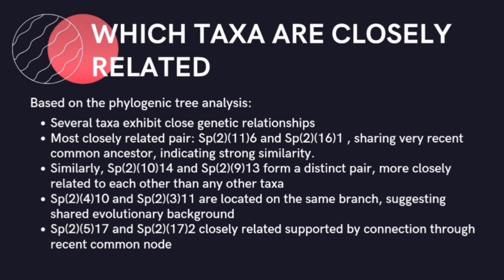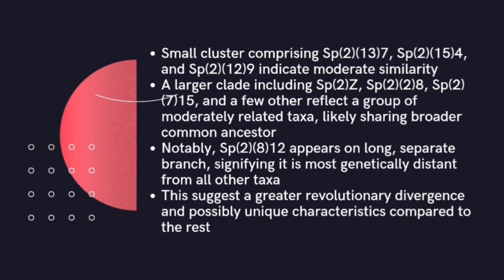Another close relationship is observed between sp2 4 10 and sp2 3 11, which are located on the same branch, suggesting a shared evolutionary background. Likewise, sp2 5 17 and sp2 17 2 are closely related, supported by their connection through a recent common node. A small cluster comprising sp2 13 7, sp2 15 4 and sp2 12 9 indicates moderate genetic similarity within this subgroup.